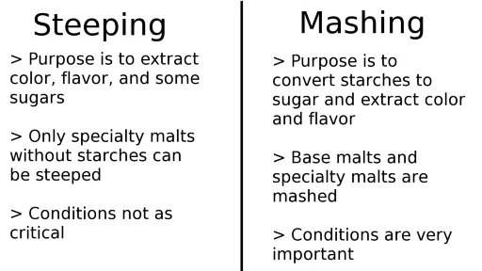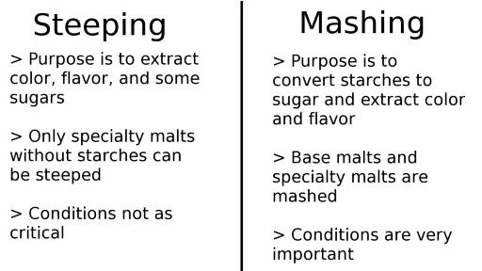In steeping, you only steep specialty malts without starches. In general, these are your darker grains, and I'll name those later. But you might be wondering, since we do extract sugar, where that sugar comes from if we're not mashing. Well, it actually happens at the maltster. When you kiln and roast grain enough, you actually convert starches to sugar during that process. So there was a conversion process for the specialty grains, but it happened at the maltster, not in your mash tun.